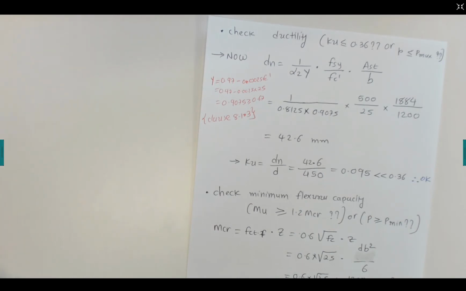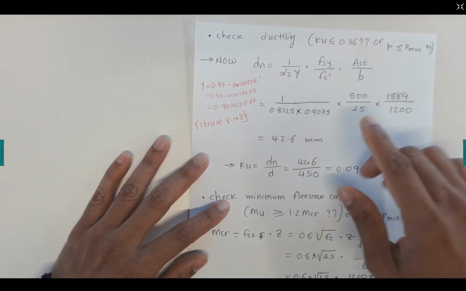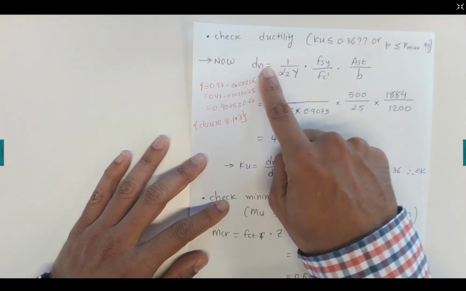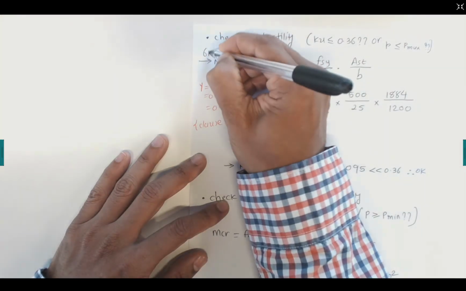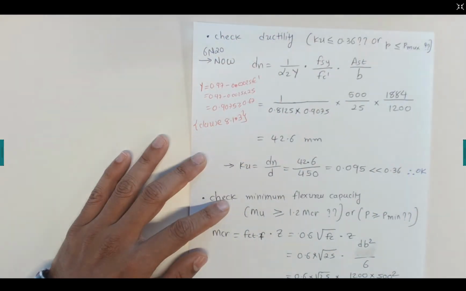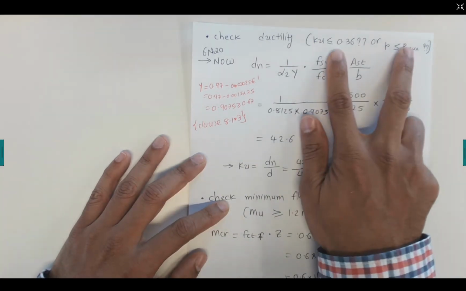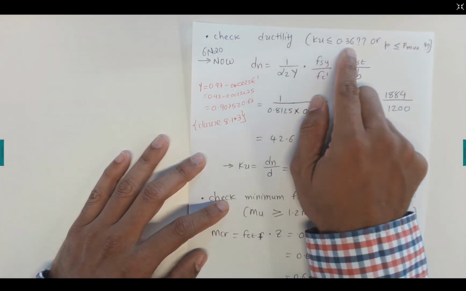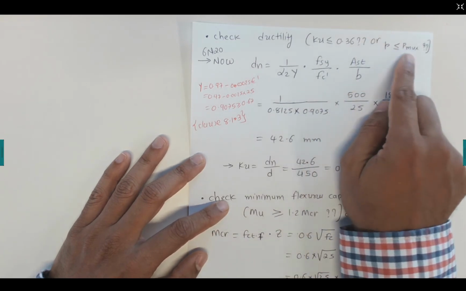Now for this one we need to do two checks: the minimum flexural strength check and the ductility check. We have these 6 N20 bars that we use. Now we need to make sure that it has enough ductility. There are two conditions we can check. The ku value should be less than 0.36, that is the requirement of ductility. The reinforcement should be less than the maximum reinforcement.